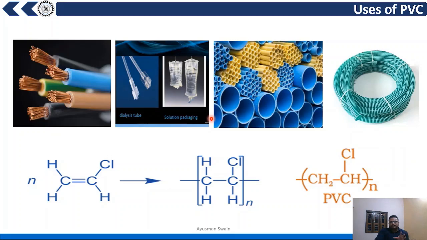So you can see some of the pictorial representation. These cables, actually the coverings, these are made up of PVC. This medical packaging are also made up of PVC, and pipes. These are being used in municipal system, in agriculture. So all these materials are made up of PVC.